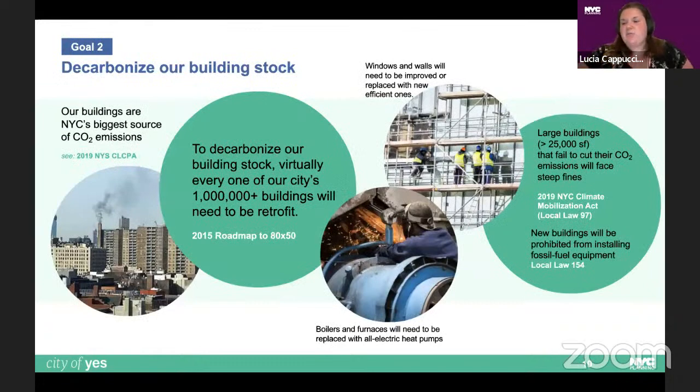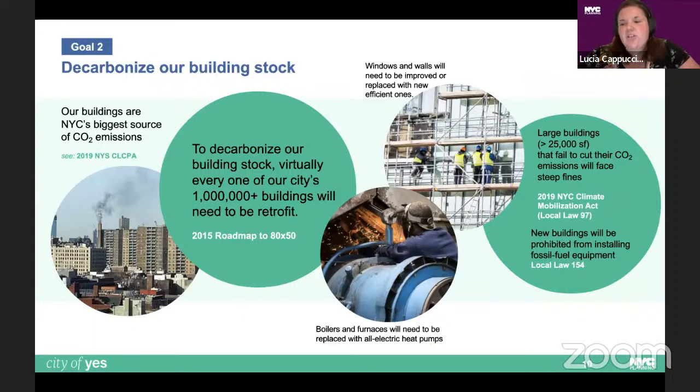The second goal we're seeking to support relates to eliminating fossil fuels from our city's 1 million+ existing buildings, almost all of which will still be around in 2050 when we need to have achieved carbon neutrality. So these buildings, as I mentioned before, are by far our biggest source of carbon dioxide emissions. And to improve them, we'll need to retrofit virtually every single building so that it no longer depends on oil or gas-powered furnaces and boilers, and to replace them with new highly efficient electric systems, and to improve the efficiency of exterior walls, windows, and roofs to keep the heat and cooling inside.